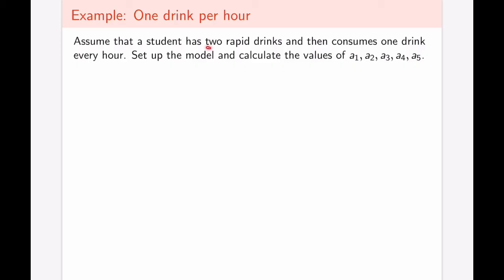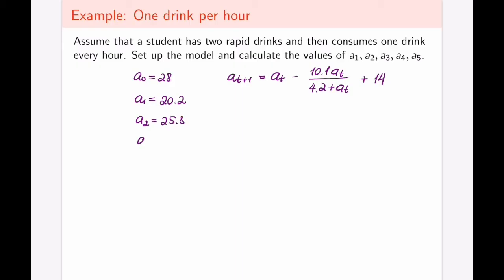So the same setup in the beginning, 2 rapid drinks to start off with. So my A0 is 28 grams of alcohol, but now we supplement with 1 full drink per hour, which means that our model needs to be slightly adjusted. My beginning is still the same, A sub t over 4.2 plus A_t, but now we're adding 14 grams of alcohol. So if I use this formula to calculate the following amounts, what are we going to see? A1 is going to be 20.2, A2 is going to be 25.8, A3 is going to be 31.1, A4 is going to be 36.2.